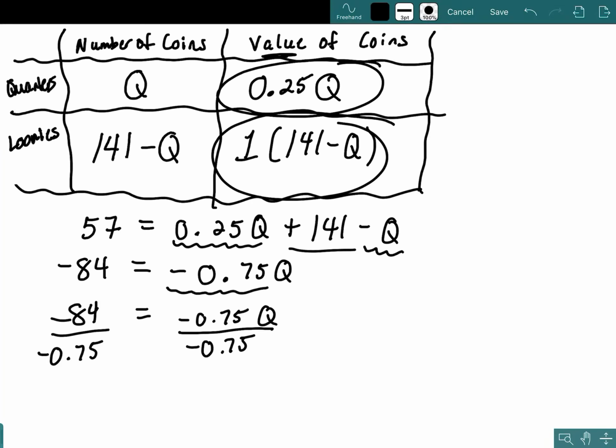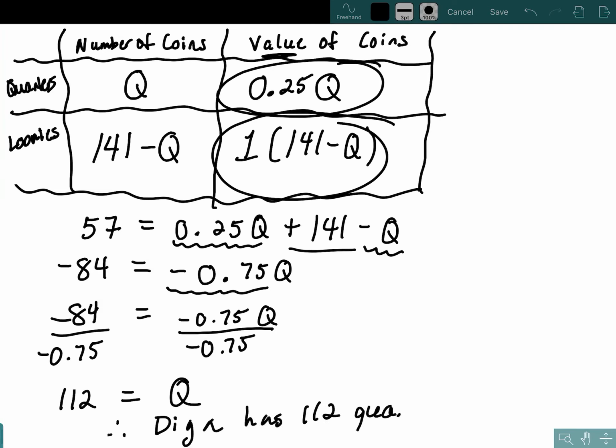A negative divided by a negative gives me a positive, so I have 112 on the left side, and I have Q on the right side. So therefore, Dia has 112 quarters.